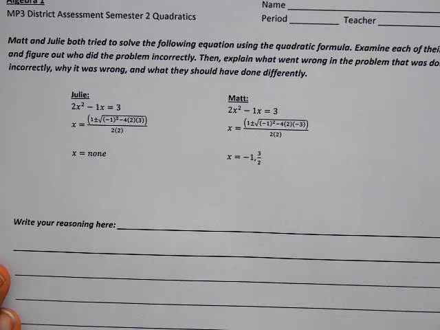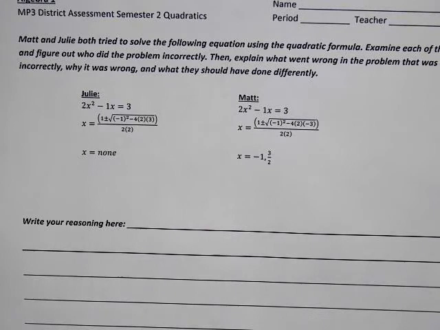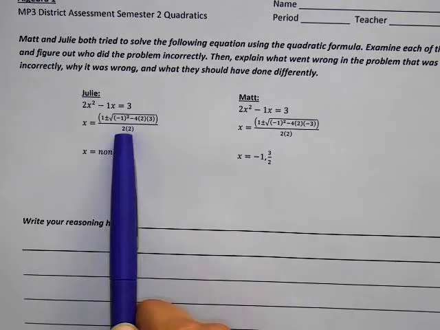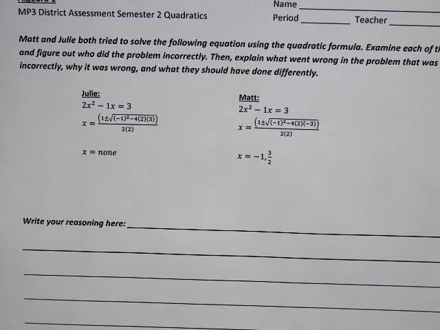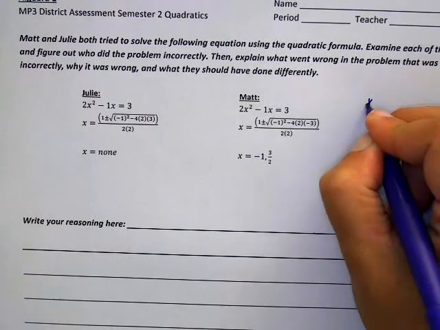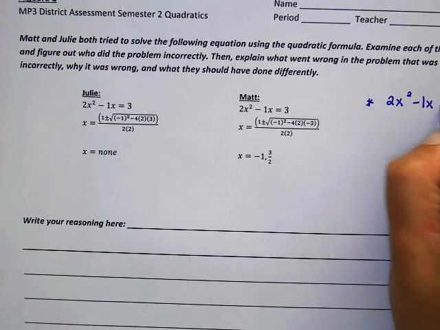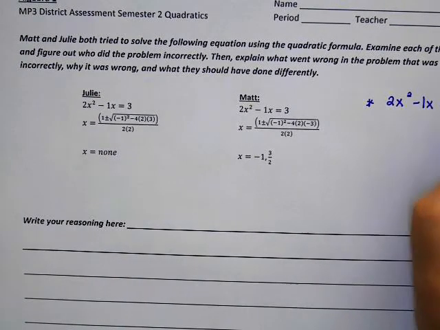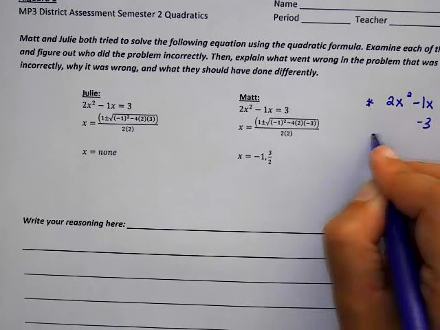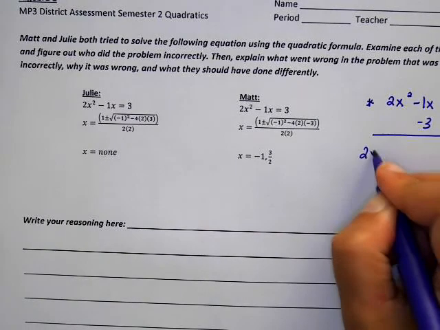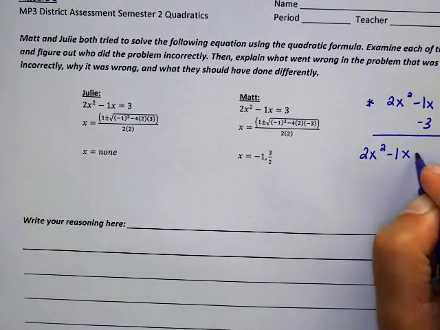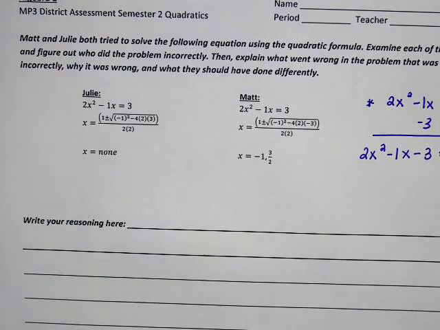Now, the next kind of problem that you're going to see is a problem where you're asked to compare two solution methods. So, for example, here we've got Julie and Matt. They both solved the problem. One of them made a mistake. So if I'm looking at the problem, it looks from the way that they did this that they used the quadratic formula. I know that if I was going to do the quadratic formula, what I would do first is make sure that my equation equals 0. Since my equation equals 3, I would start by subtracting the 3 on both sides, and I would have 2x squared minus 1x minus 3 equals 0.